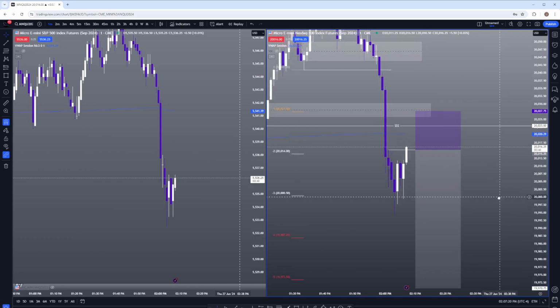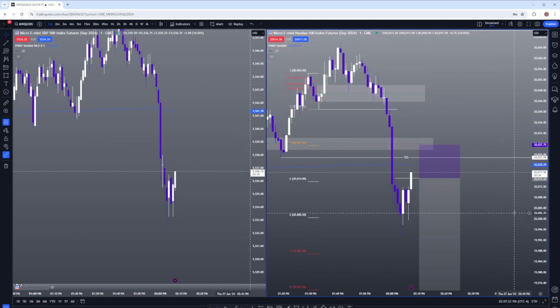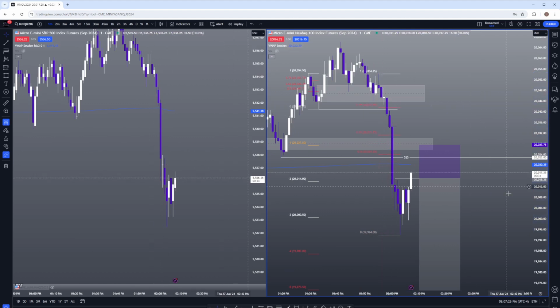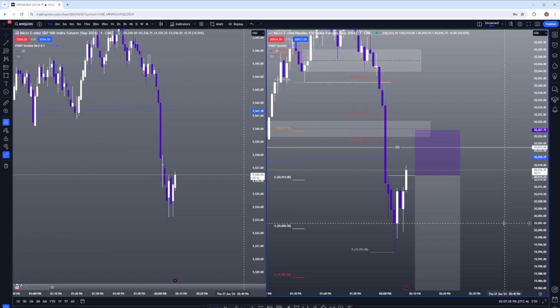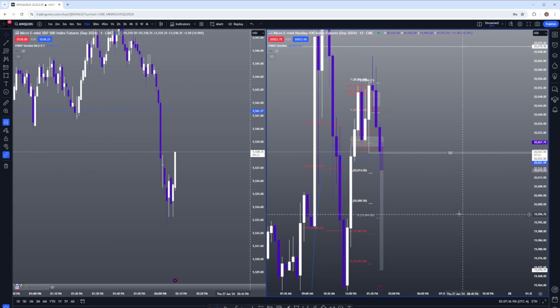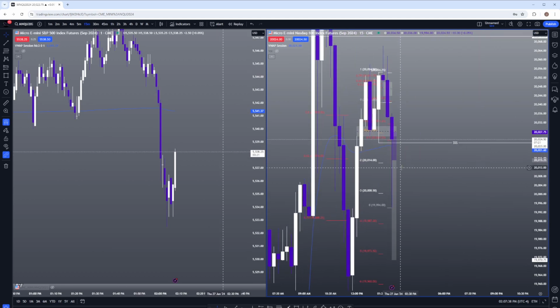Okay, so now we're touching that fair value gap. We did form a swing low. So now we have swing high, swing low to swing high. Let's see if we want to trade up a little bit further. Let's see what kind of reaction we're going to get. Again, we are still in that 15-minute bullish fair value gap, so we got to be careful with that.